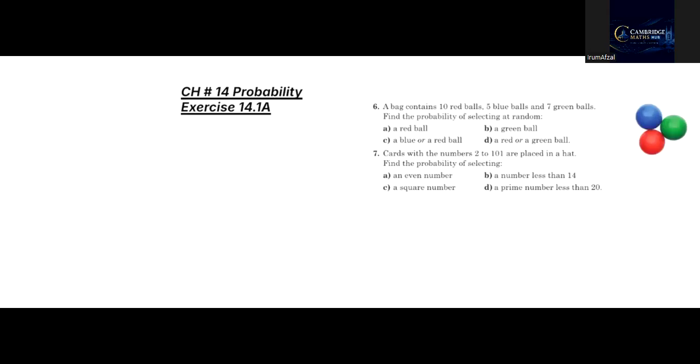Exercise 14.1b is related to your calculation of the probabilities. The first question is: a fair dice is rolled once. Find the probability of obtaining a 6, an even number, a number greater than 3, and a number 3 or 5.